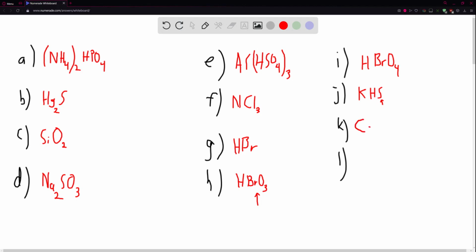Calcium iodide, we have calcium and iodine. Iodine has a 1- charge. Calcium has a 2+ charge, so we're going to need 2 iodines to offset the 2+ charge of calcium. And then finally, we have cesium perchlorate. The perchlorate ion is ClO4-. So the cesium ion has a charge of 1+, and the perchlorate ion has a charge of 1-. So this is done as is.